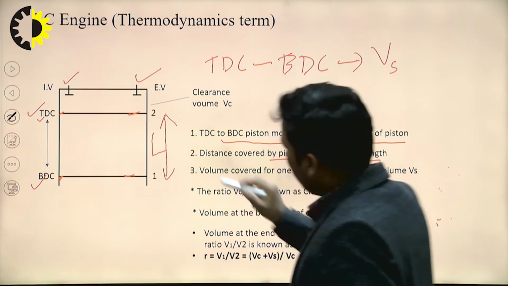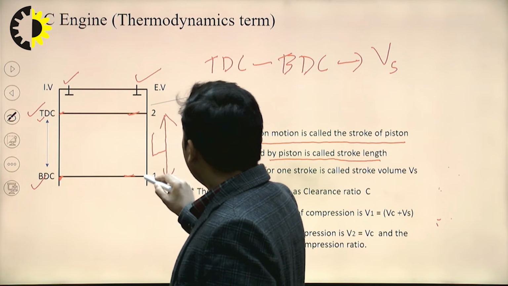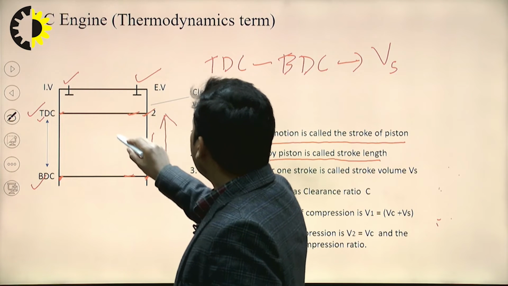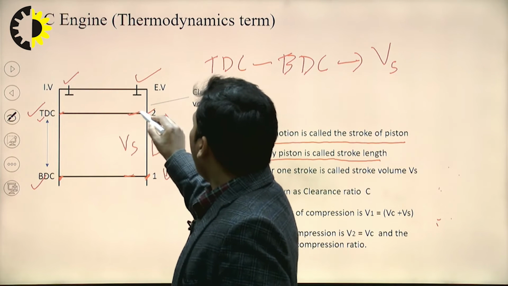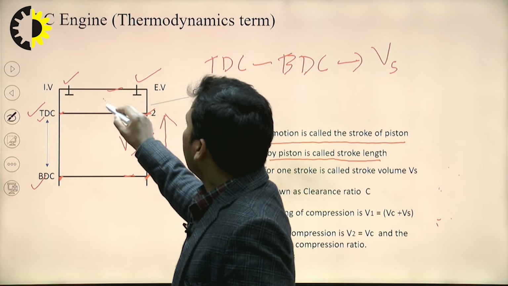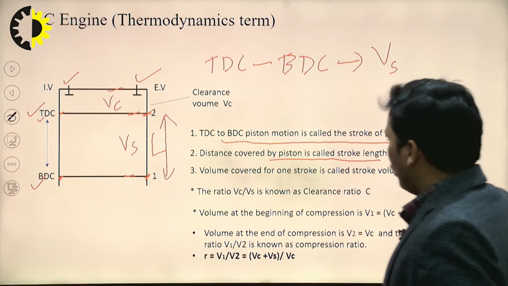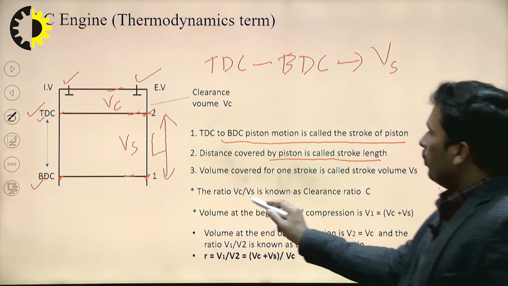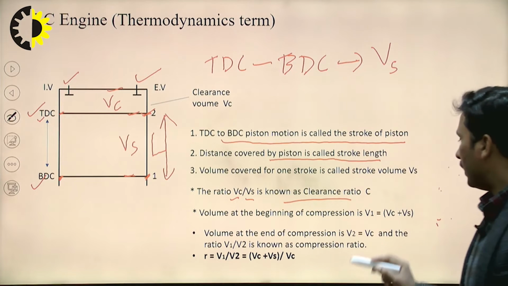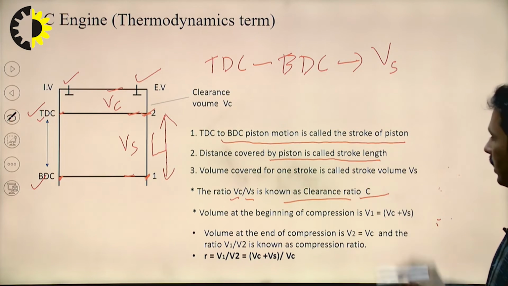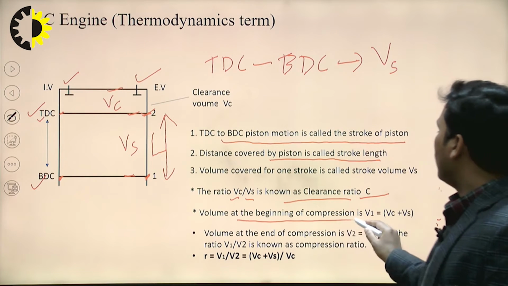You can see from here the volume covered from TDC to BDC is the stroke volume, and the volume from the top dead center to the cylinder head is known as clearance volume. So, the ratio of clearance volume Vc to the stroke volume Vs is known as the clearance ratio. It is generally represented by capital C.